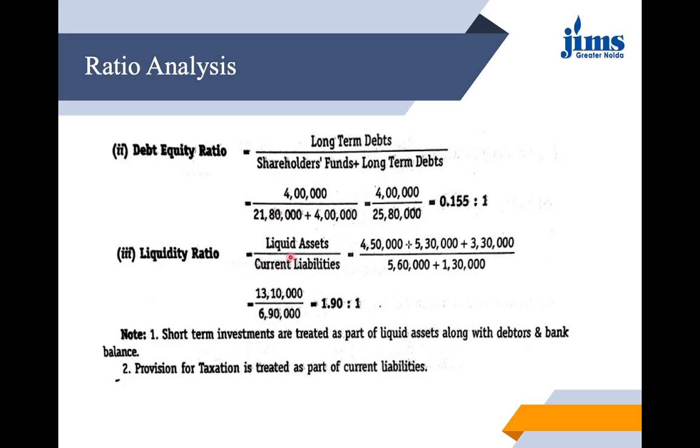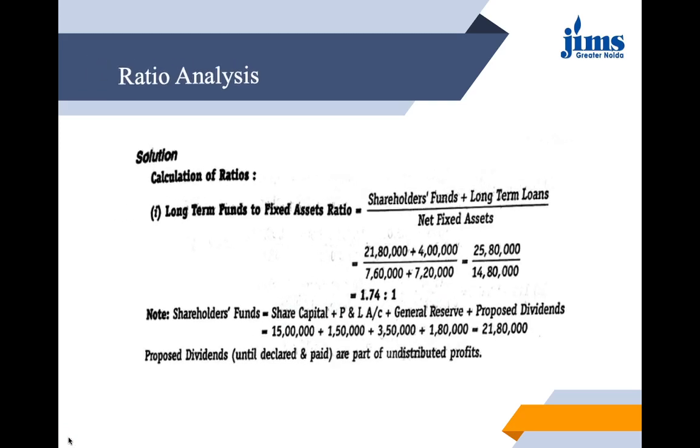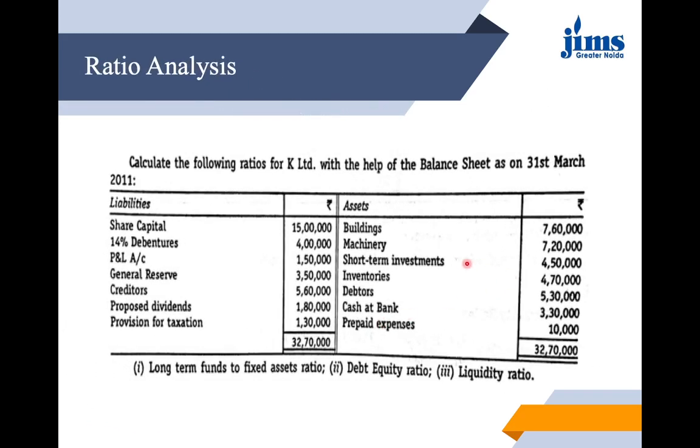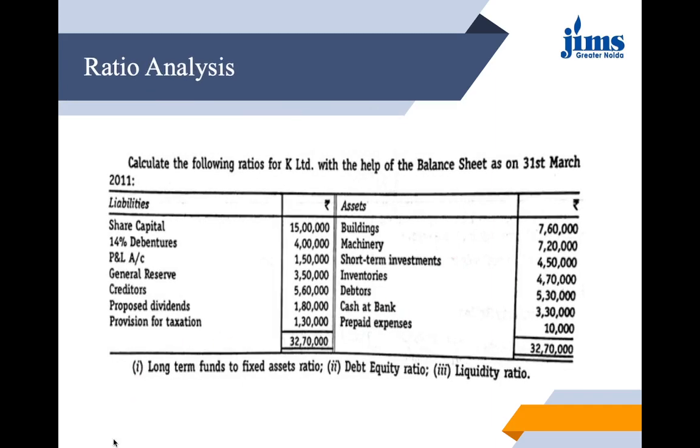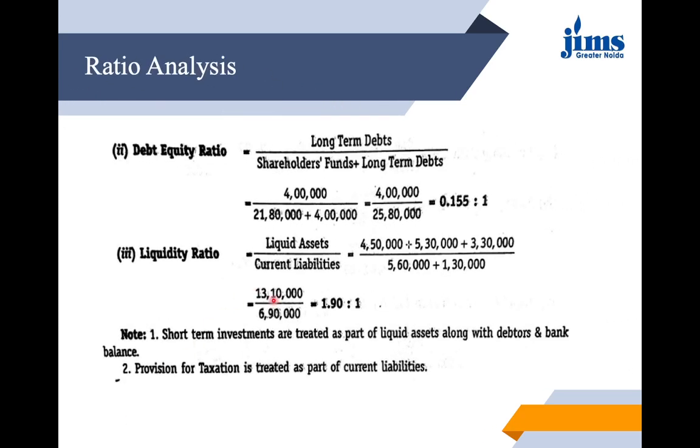Then liquidity ratios, simply liquid assets upon the current liabilities. Liquid assets, we can see that we have three of them with us. Let us go to the question and have a look at the liquid assets. You are not supposed to include inventories in this. So short-term investments, debtors, and cash at bank, these three items are being included. There are two current liabilities along with that. So finally the ratio is coming out as 1.90:1.